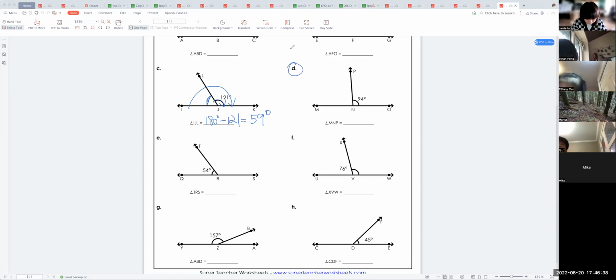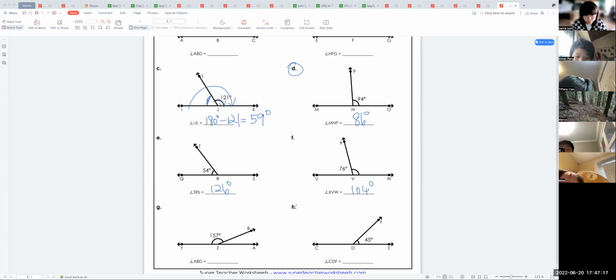Okay, number D. Ethan. 86. Very good, 86 degrees. Next one, number E. Maris is going to the washroom, so Daniel. 126. Very good. Next one, Mike, number F. Number F is 104. 104 degrees. Very good. Number G.